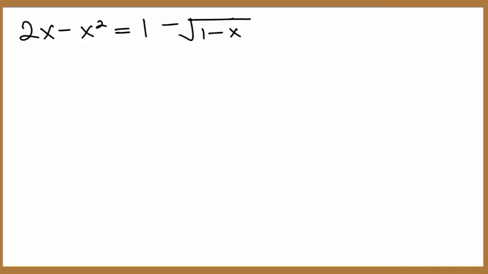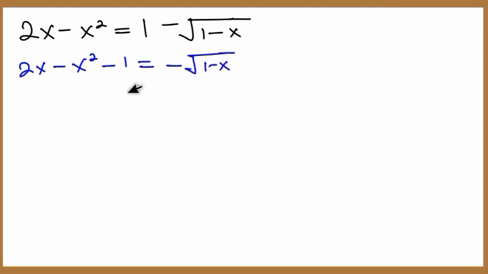Now what you have to do first is to isolate the square root. So in isolating the square root, I'll try to bring this one to the left hand side. So I'll have minus 2x minus x to the power 2 minus 1 equals negative root of 1 minus x.